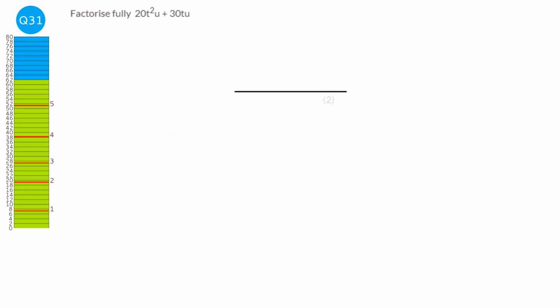So factorise means to put it into a bracket, and it looks like it's a quadratic here, but it's actually just a linear factorising because we don't have a number term. So we're going to just use one bracket for this, and looking at these terms, I'm going to focus first on the numbers. So 20 and 30, I can divide both of those by 10, and that will leave 2 and 3. So that's the numbers done.